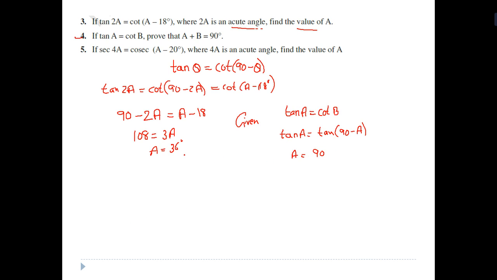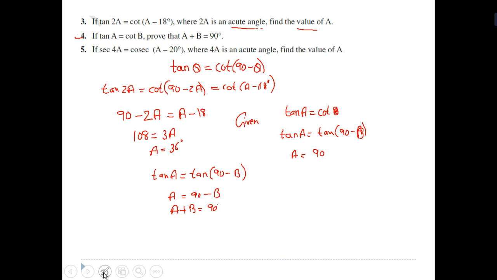Okay, I think we are making some mistake. So, tan A, here, I have to write cot (90 minus A) because theta is the same. You cannot write 90 minus A; I have to write B here. Now A is equal to 90 minus B. Therefore A plus B is equal to 90.